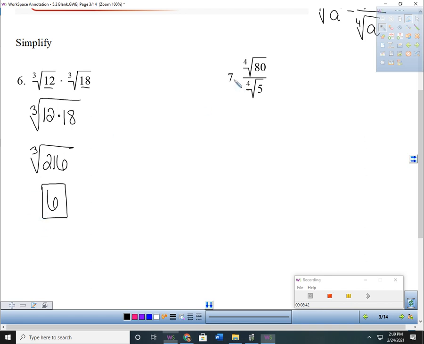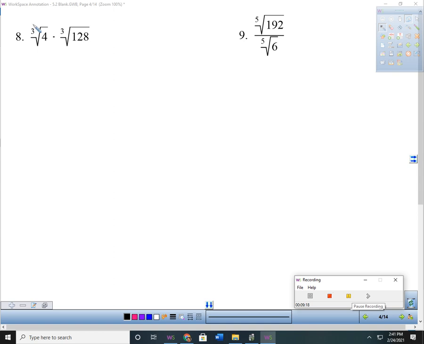Same thing with the ones that are being divided. If 80 is a perfect fourth root, I should take care of that right now, okay? It's not, and 5 is not a perfect fourth root either. But I do know that 80 will divide by 5, right? So I can work backwards and do one big root over 80 divided by 5. That gives me the fourth root of 16, which is 2.